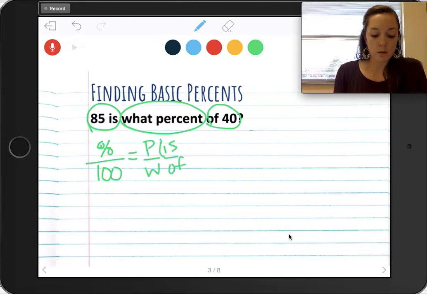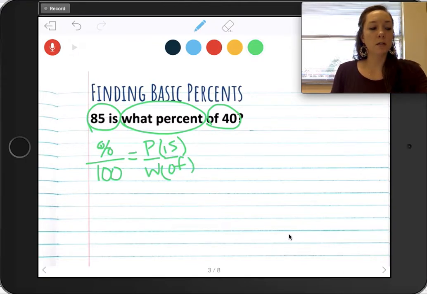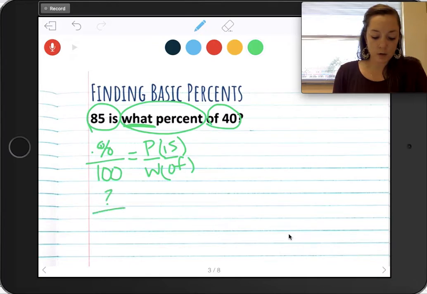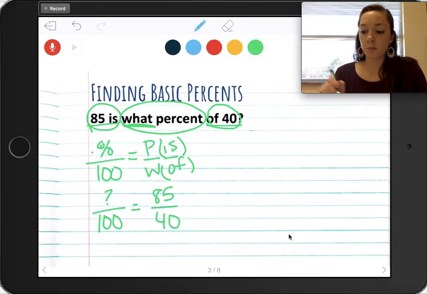All right, so percent over 100 is part over whole, or is over of. So I'm going to start here with my percent. I don't know the percent, so I'm going to put a question mark over 100. Part is the is, that's 85. Whole is the of, that is 40. Now I can cross multiply and divide.